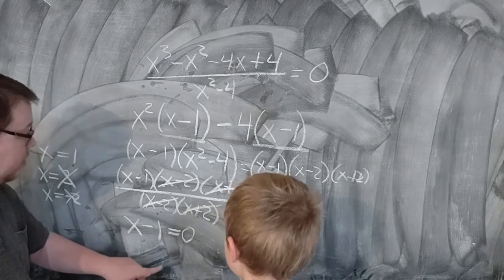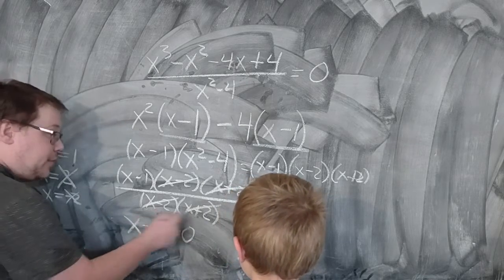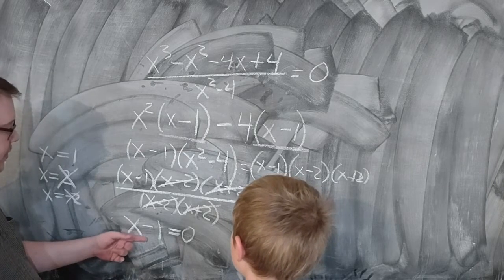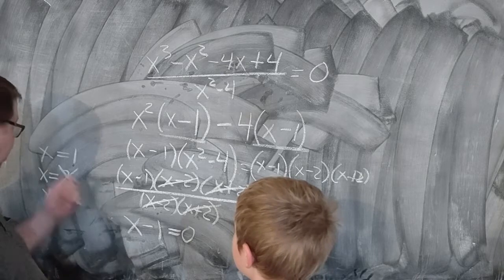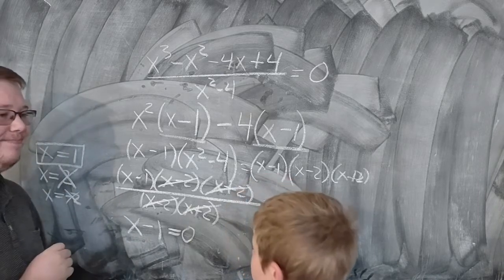And so since we're looking for where it's 0, well, as long as we don't get an answer of 2 or negative 2, it doesn't matter, right? So where this equals 0 is the same as where this equals 0. So 1 is the one and only solution.